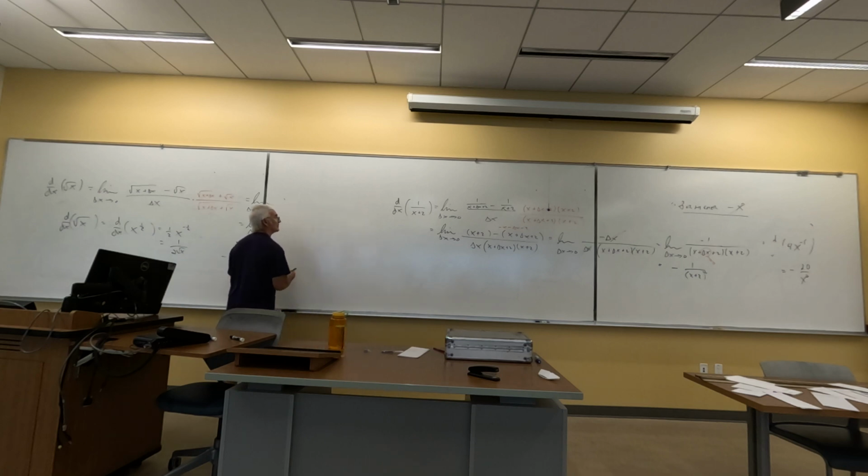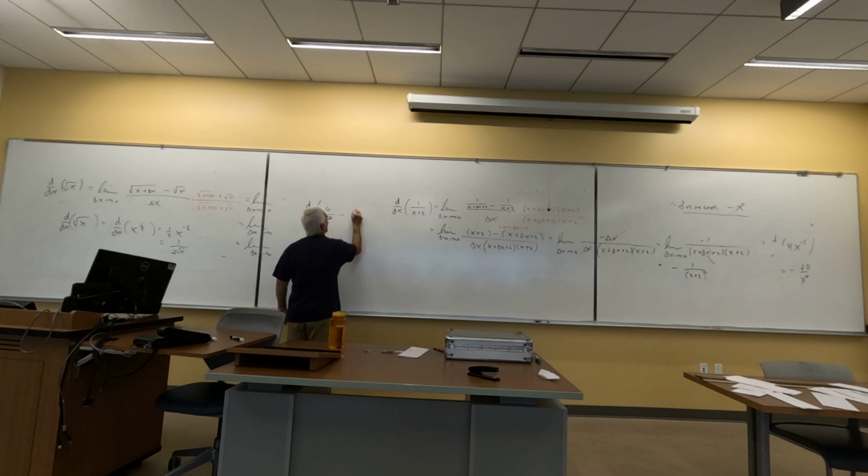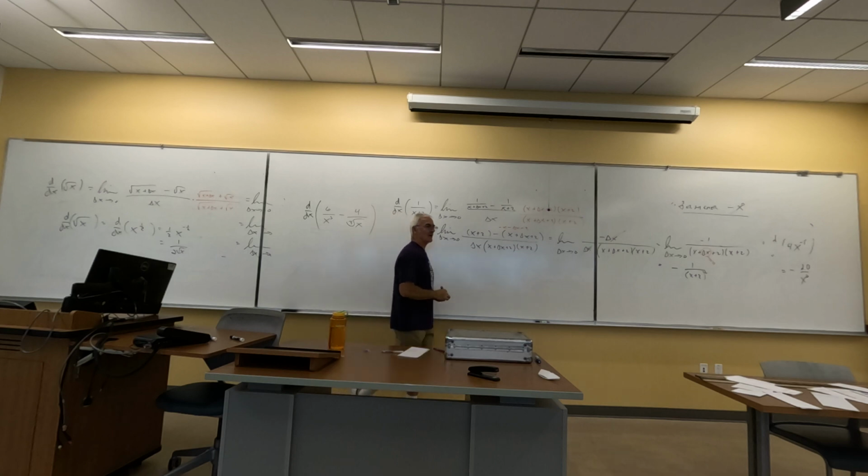So here's what I'd like you to try. I'll try this one. I want to do the derivative of, how about 6 over x cubed minus 4 over the cube root of x? Oh my gosh.